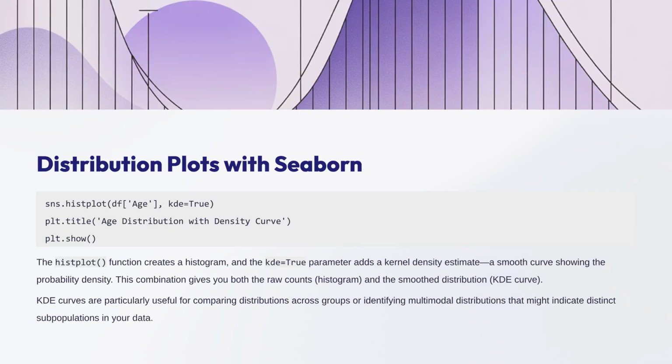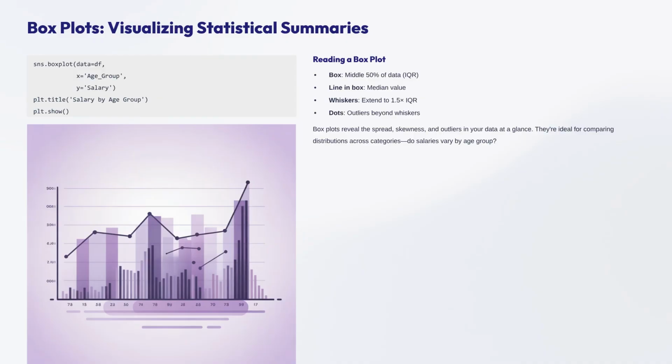Seaborn's histplot function is used for distribution plots. Setting KDE equals true adds a kernel density estimate, a smooth curve that shows the probability density, helping to compare distributions effectively. Box plots visualize statistical summaries, revealing the median, spread, skewness, and outliers in your data at a glance. They are ideal for comparing distributions across different categories.